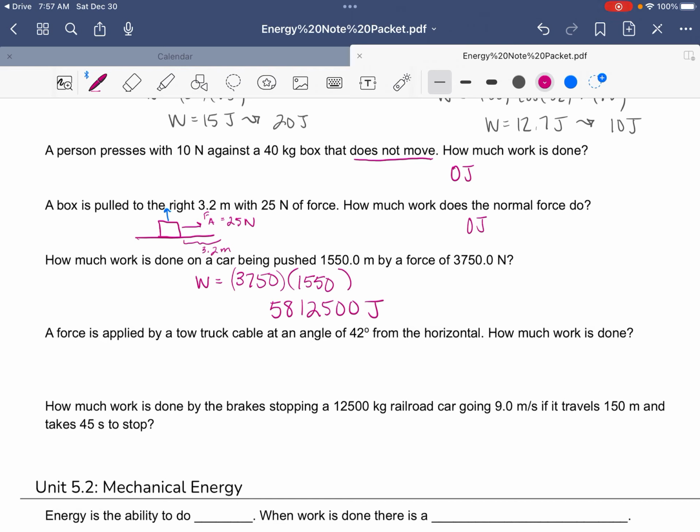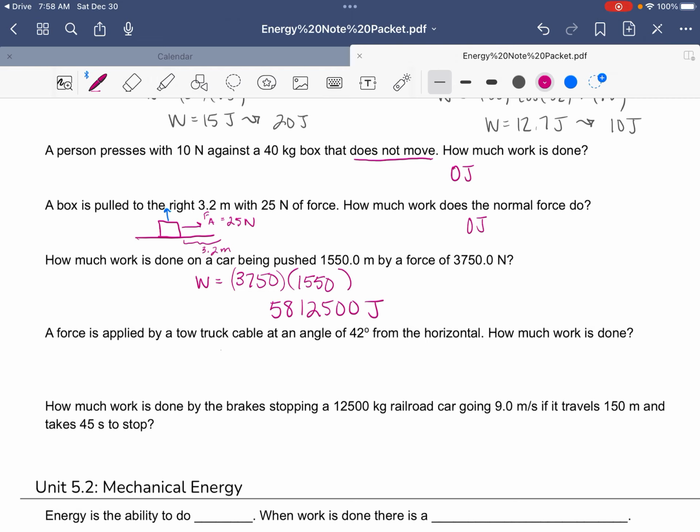Okay, for the next one, a force is applied by a tow truck cable at an angle of 42 degrees from the horizontal. How much work is being done? We're assuming they're meaning that the same amount of force and the same distance from the previous problem was used, except now we have a tow truck with a cable that is at an angle.